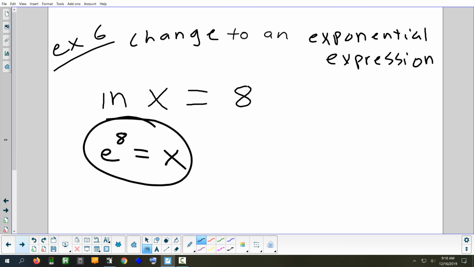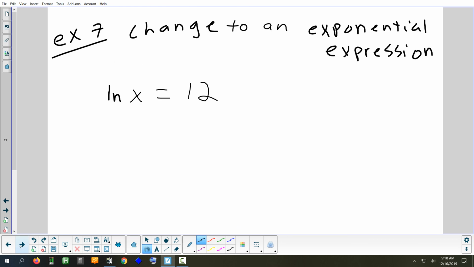Now, did the directions say to actually change e to the 8th to a number? No. It just said change it to an exponential expression. Didn't say to do it out. So you're done. If it did say to do it out, I would just go to the e button on my calculator and then put an exponent of 8. And my calculators do have the e button, so it's no problem. Try this one. It's pretty much the same kind of thing. ln of x equals 12.